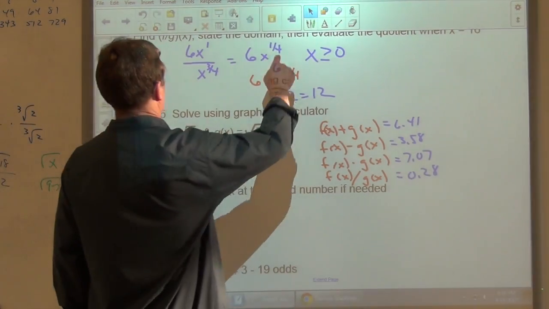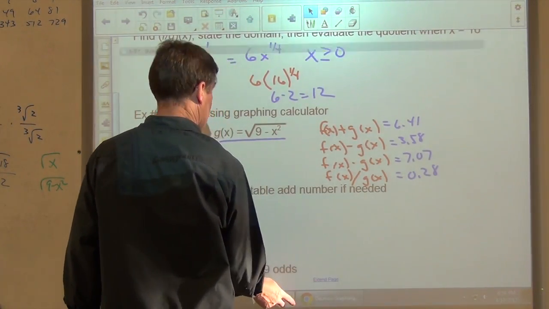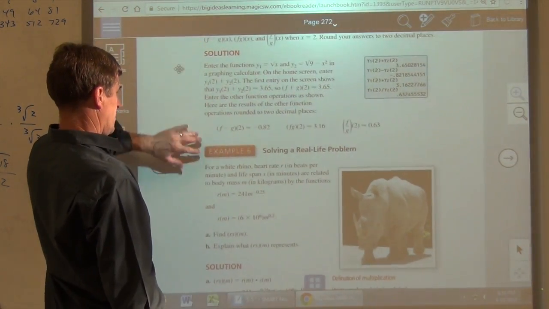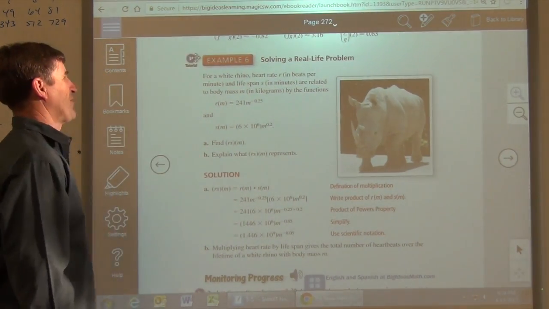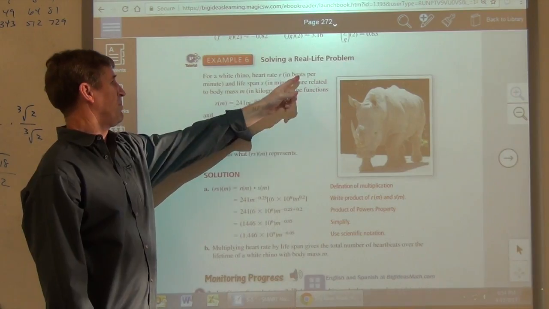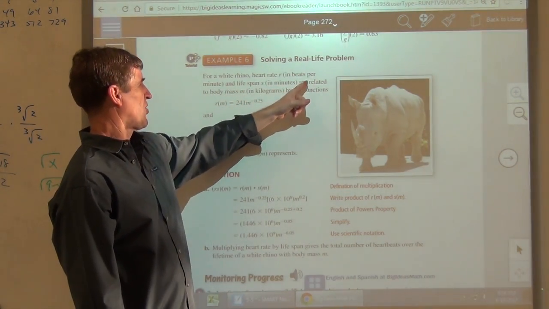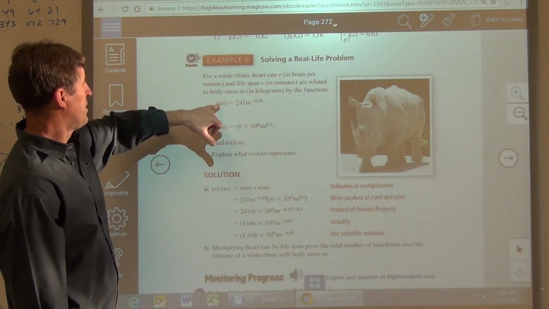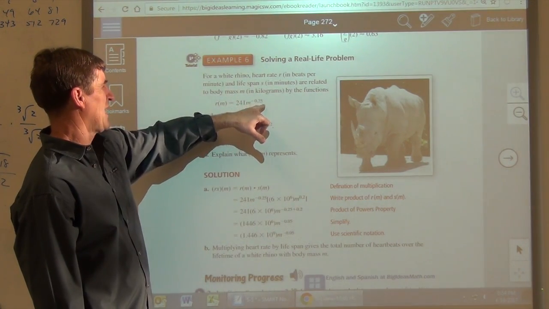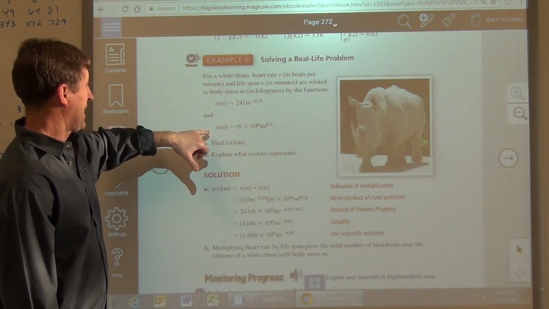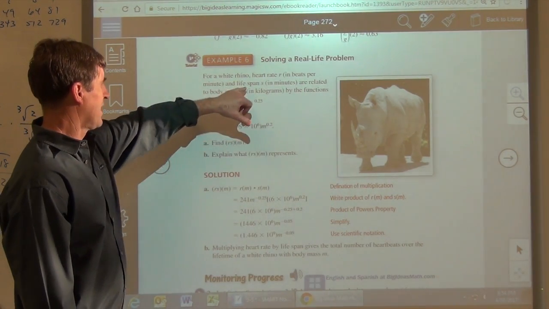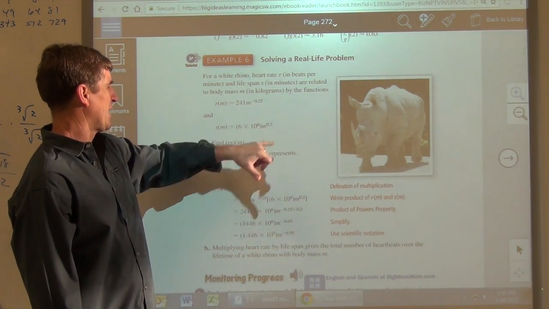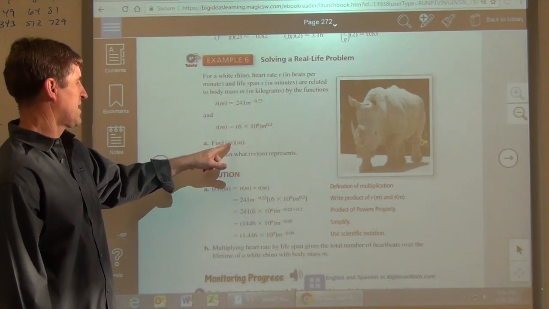Let's look at page 272, number 6. So this is just a story problem I want to look at. It says for a white rhino, heart rate R in beats per minute and lifespan S in minutes are related to body mass m by the function. And so it gives us that R, the beats per minute, is 241 m to the negative 0.025 power. And S of m, okay, that's the lifespan in minutes, is 6 times 10 to the 6, and then m to the 0.2, and then it says find R times S of m.